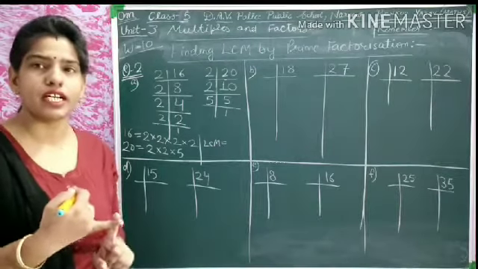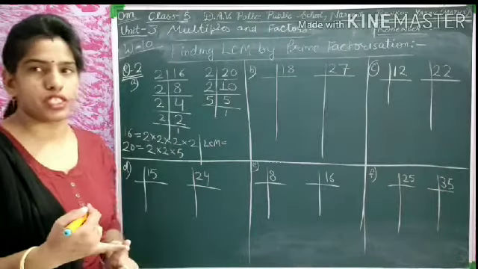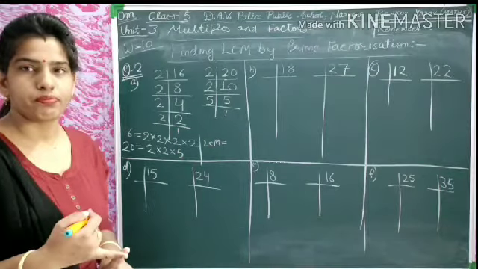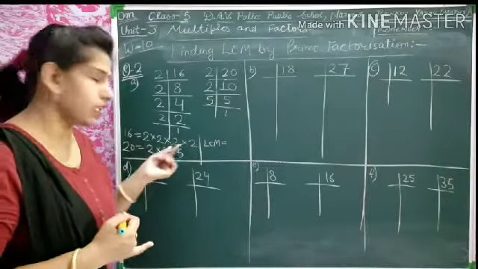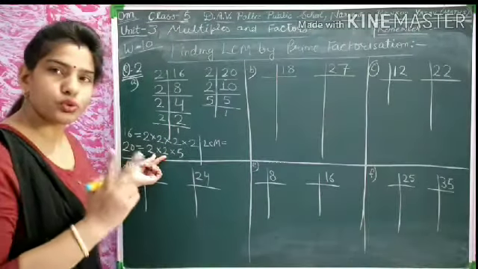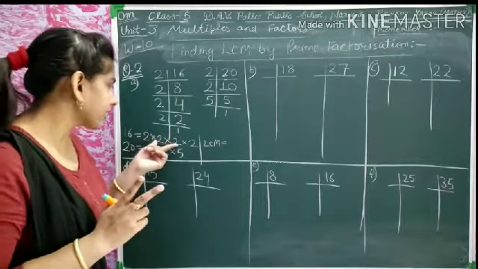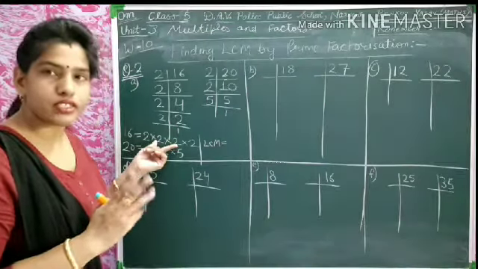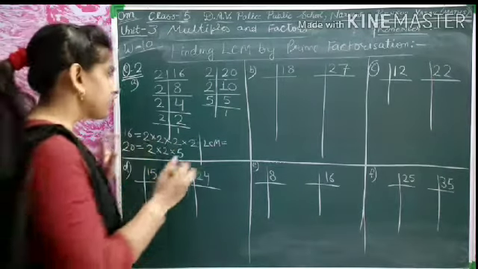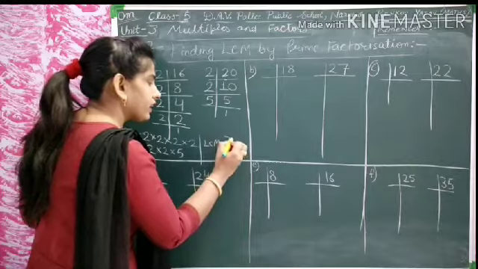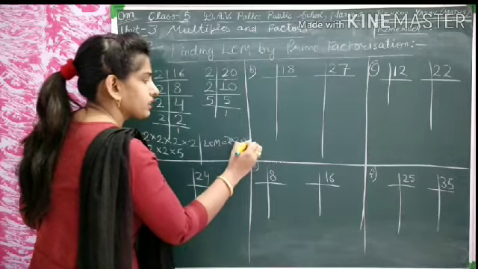Now we will see the maximum number of times 2 comes here. How many times does 2 come here? In 20, 2 occurs 2 times, but in 16, 2 occurs 4 times. Which is the maximum? 4 times. It means we have to write 2 four times. Is this clear, students?